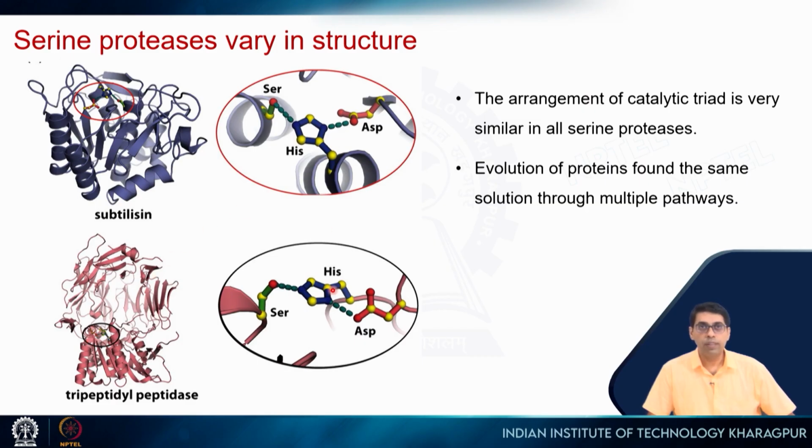If we zoom into this, you will see the arrangement of this catalytic triad is exactly the same, right? Both have serine followed by histidine followed by aspartic acid, and this arrangement is very similar. It means that evolution of proteins has found the same solution through multiple pathways. It has come up with all these different enzymes which use the same mechanism, but the overall structure looks very different. I will talk about this in more detail when I talk about protein evolution.